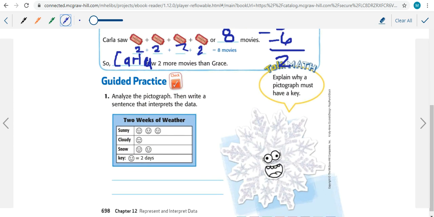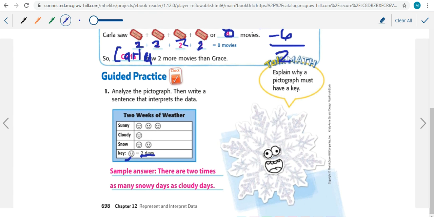Okay? Now, analyze the pictograph and then write a sentence that interprets the data. Now, each happy face represents 2 days, okay? So sunny means 6 days, cloudy 1, and snow 4 days, right? So let's write a sentence that interprets the data. Now, what can we write? There are 2 times as many snowy days as cloudy days. This is the answer for number 1.